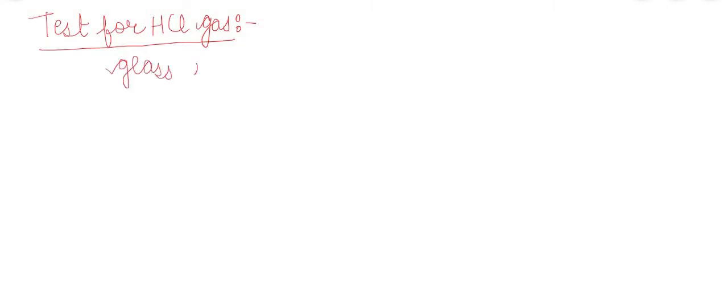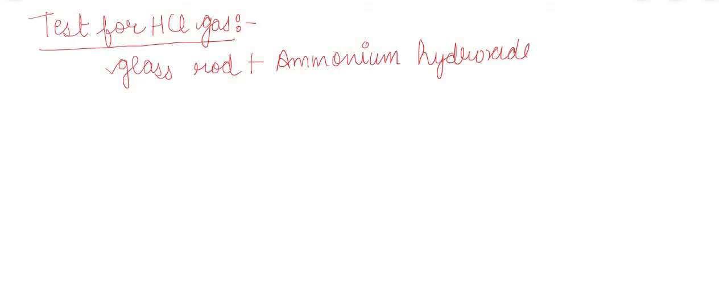So the very first thing here is the test for HCl gas, that is, how you are going to test the presence of this HCl gas. To test the presence of HCl gas, you need just a glass rod. You require only two things: a glass rod, and second, an ammonium hydroxide solution, that is NH4OH, plus your HCl gas.